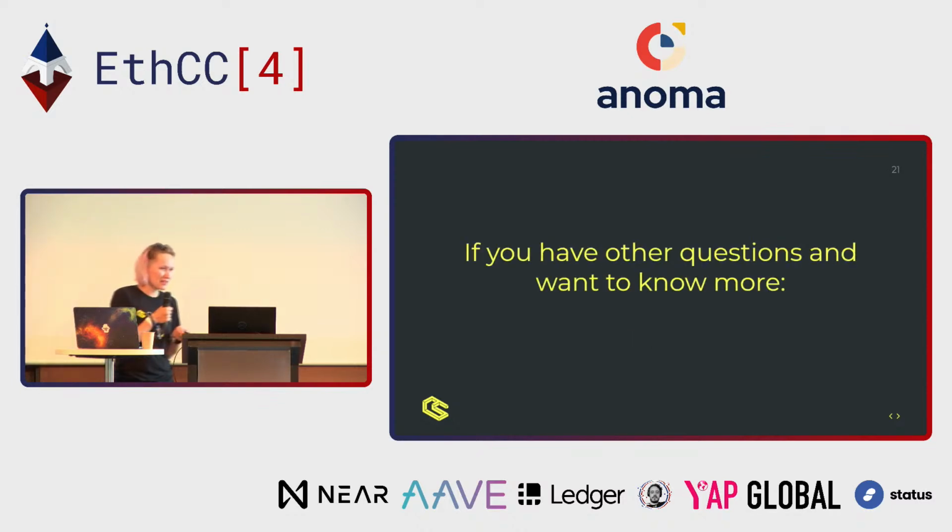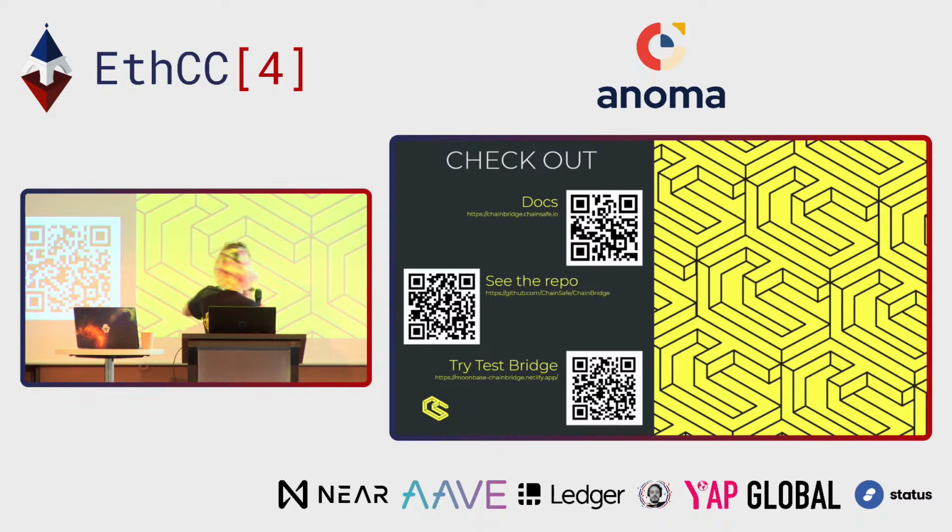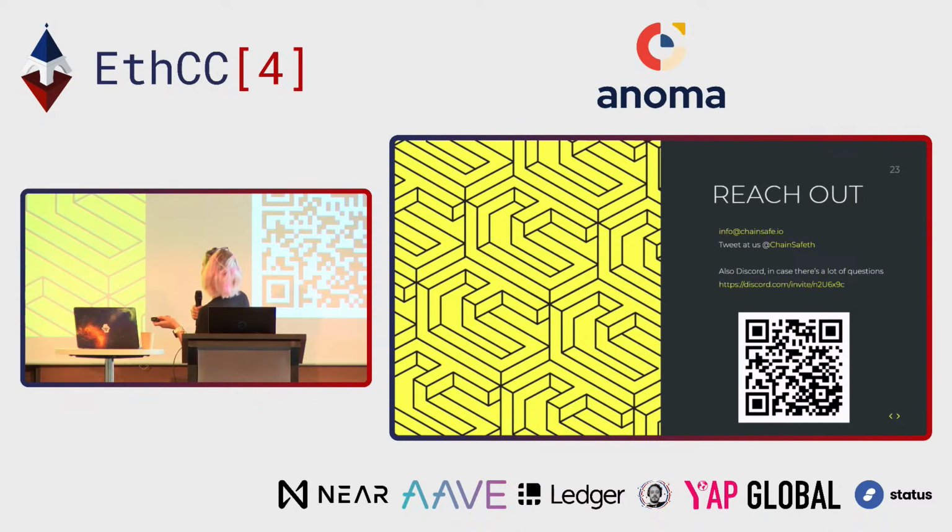In case you have any other questions, check out our documents. There's also the repository, and the documents are pretty good. You can also try TestBridge. It's run by Moonbeam. They have an EVM parachain, and they have a very nice UX. So if you want to actually click through the interface, you can mint yourself tokens and pass them from, I think, Kovan to Moonbeam. Try this out.